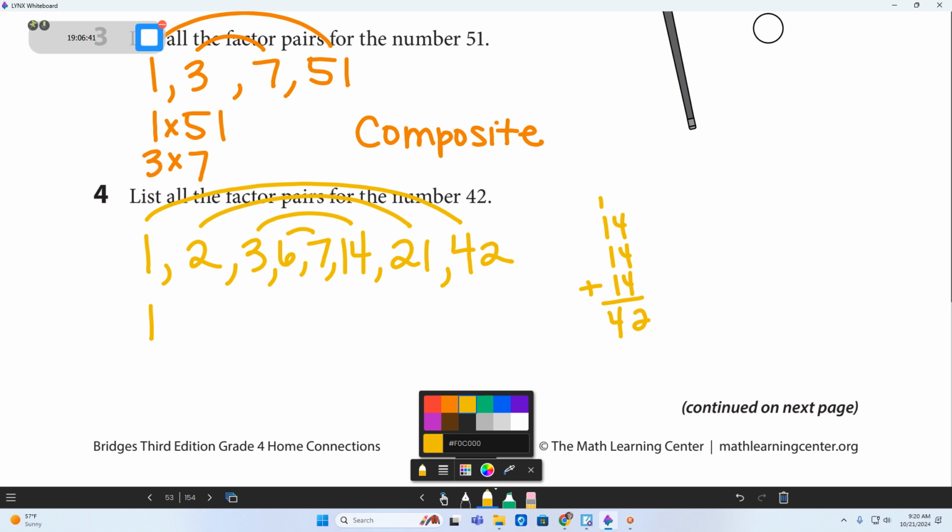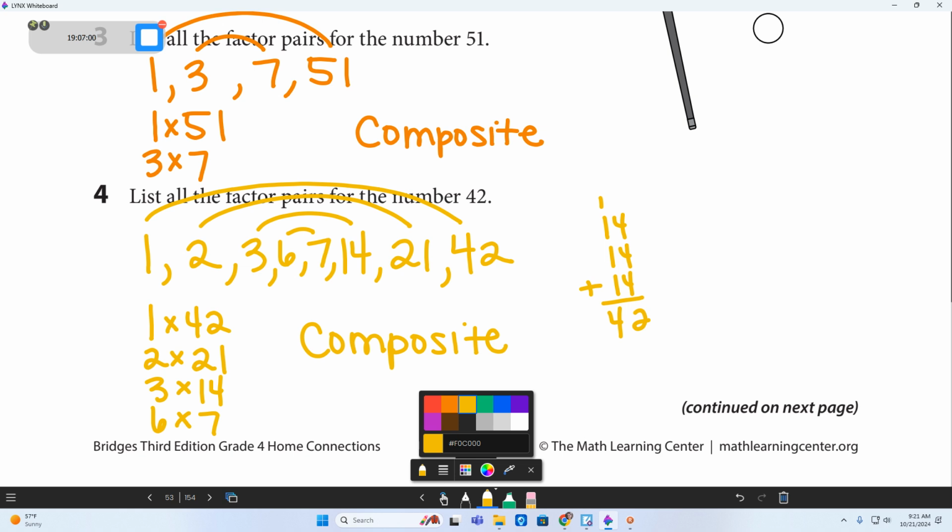And don't forget that you can also write them paired up like this too. 3 times 14, which was the hardest one to get, I think, and 6 times 7. Definitely making 42 a composite number. Remember, it's only prime if it's 1 and itself.